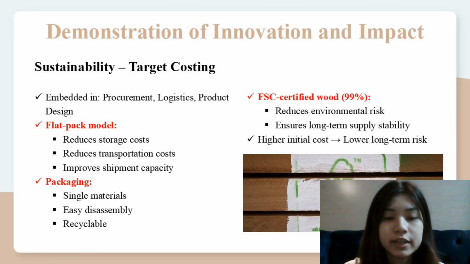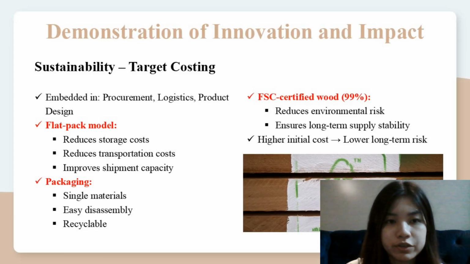A key part of IKEA innovation is integrating sustainability into its operation, and target costing plays an important role in this. Sustainability is embedded in procurement, logistics, and product design, meaning IKEA considers environmental impact at every stage of its operation. First, the flat pack model.